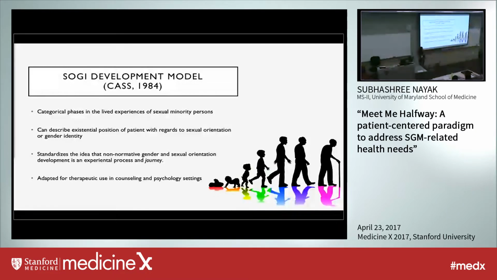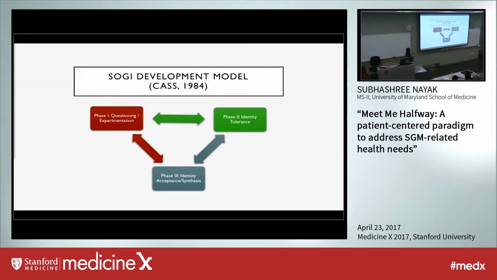And it standardizes the idea that non-normative gender and sexual orientation development is an experiential process. It is a journey. It is a gender journey. It is a sexual orientation journey. Informing medical students of that is incredibly important for them to build empathy and also to understand the stories and narratives of LGBT patients. It's already being used in counseling and psychology settings, so let's get medicine up to speed. All right, the model is actually 6 phases, but at my school we adapted it to 3.